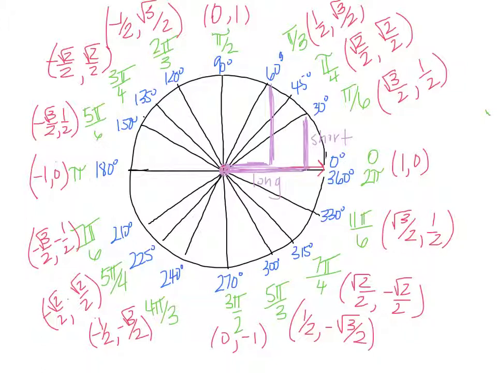Now, if you forgot one of those and you couldn't tell it was a reflection, for example, the 240 degrees, you could say, okay, to get to 240 degrees, I've got to go a short horizontal distance and then down a long vertical distance. So the short goes first and the long goes second.